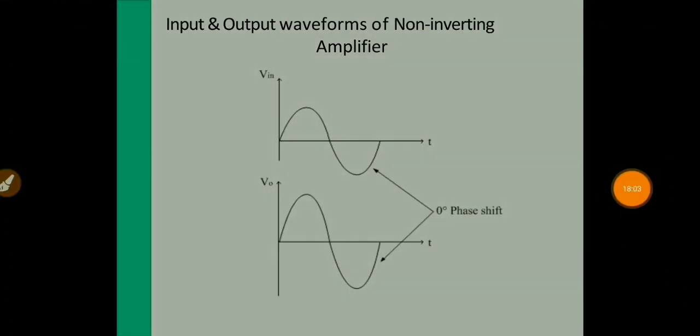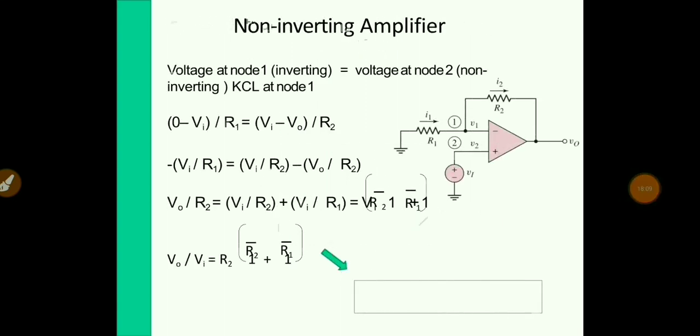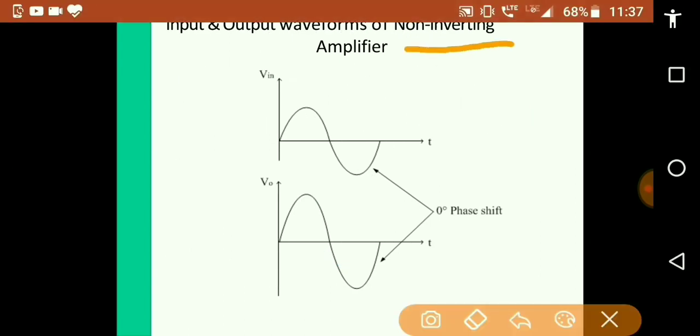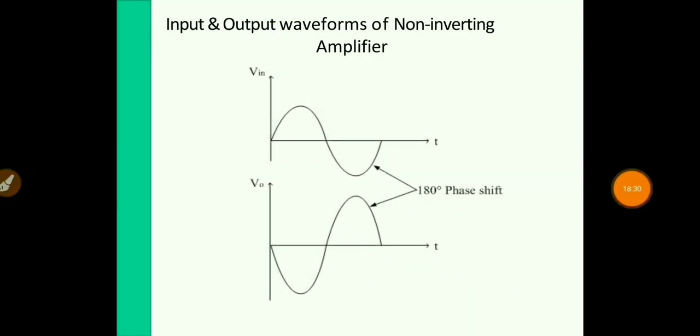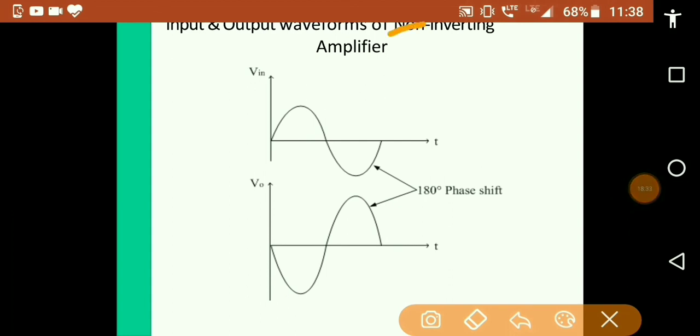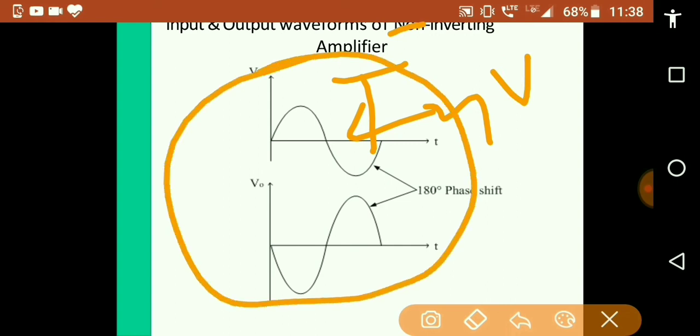Now students, this is the input output waveform of the non-inverting amplifier. In the non-inverting amplifier, output is amplified, but here the phase shift is 0 degrees. And this is the input output waveform of the inverting amplifier. Here a phase shift of 180 degrees is present between input and output.